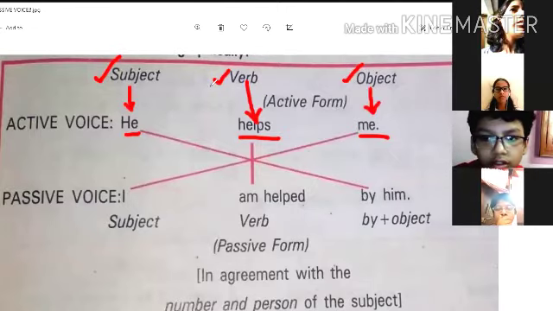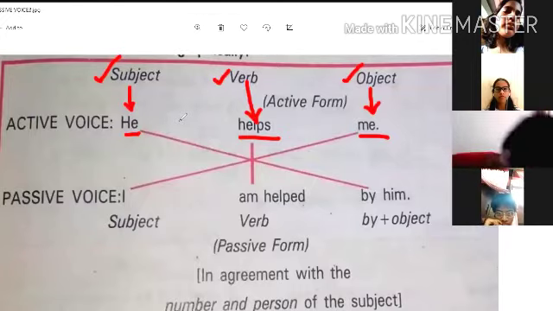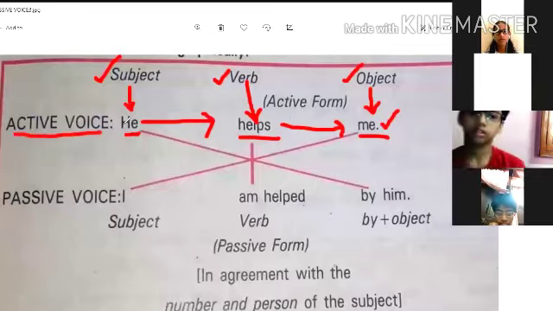So we can see that he is the doer of the action. He is doing what? He is helping. Whom is he helping? He is helping me. So I am the receiver of the action over here. So this is said to be the active voice, where the subject is performing the action. I told you in the very beginning.